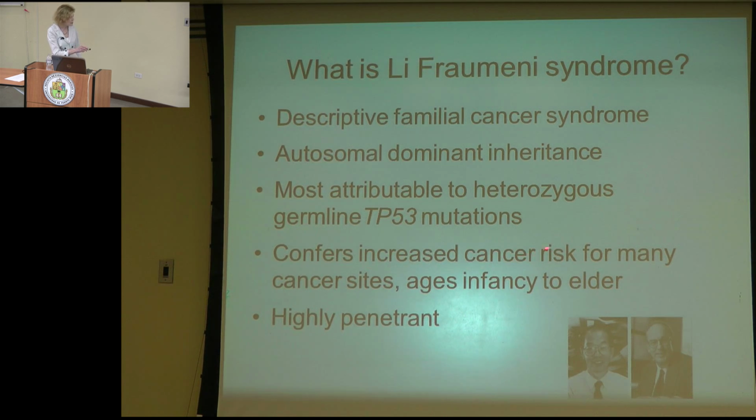This confers an increased cancer risk for many cancer sites. And it's really not just children and young adults, although they're obviously critical, and because cancers are rare there, that's how it's often thought of. But there's an increased cancer risk from infancy to the elderly, and I'll show you some examples of that. So don't think cancer that occurs over the age of 25 or over the age of 40 can't be a part of this syndrome.